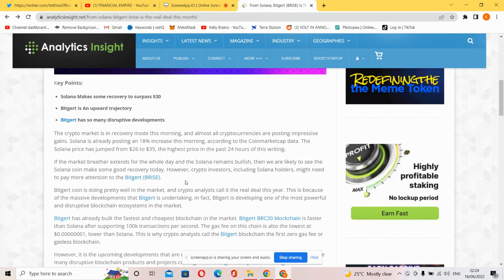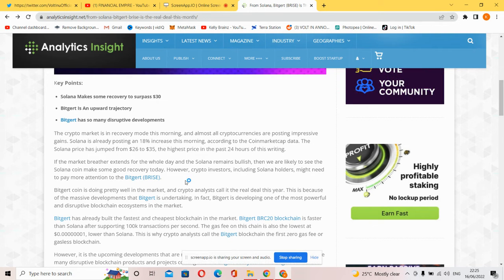The crypto market is in a recovery mode this morning, and almost all cryptocurrencies are posting impressive gains. Solana is already posting an 18% increase this morning. According to the CoinMarketCap data, the Solana price has jumped from $26 to $35, the highest price in the past 24 hours of this writing. If the market breather extends for the whole day and Solana remains bullish, then we are likely to see the Solana coin make some good recovery today.